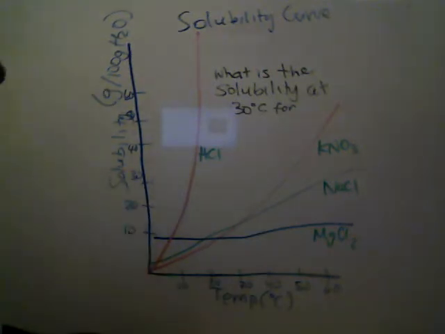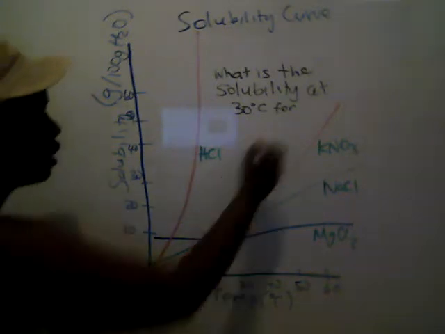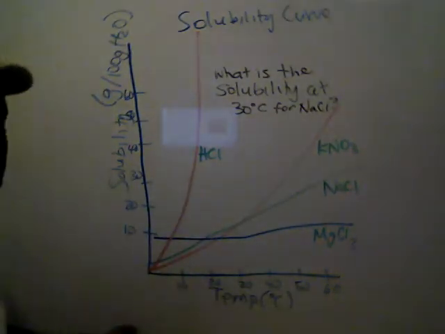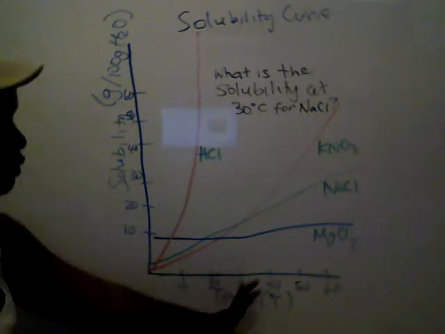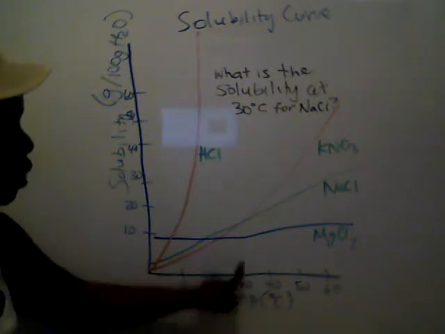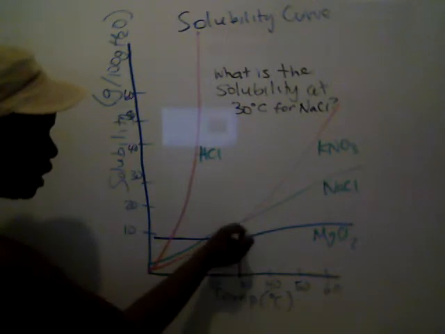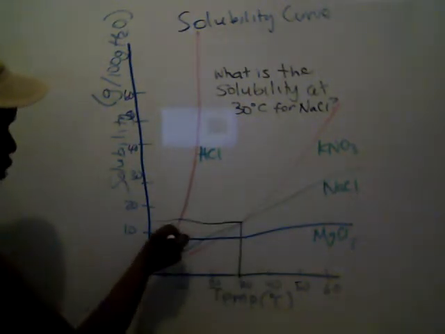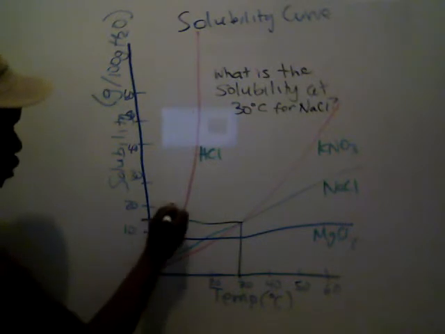So each of those curves will be labeled. The question could say, what is the solubility at 30 degrees Celsius for, let's say, NaCl? It's very simple how we would interpret this. We'd go to 30 for the temperature, and we would go up to that curve. We draw a line up to the green line, and then we would go over to the y-axis. Let's call it here.